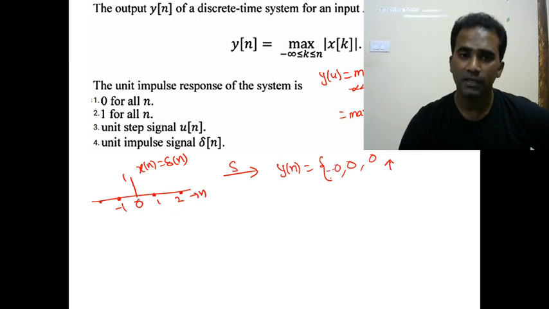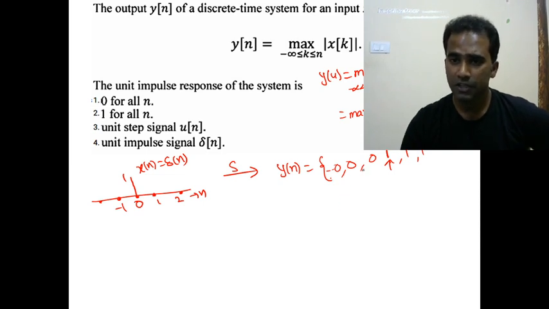And at n equal to 0, y of 0 equal to the maximum over minus infinity less than or equal to k less than or equal to 0 of mod x of k, which means among x of 0, x of minus 1, x of minus 2, and so on, what is the maximum magnitude? At n equal to 0, the maximum magnitude possible till 0 is 1. So at 0 it is 1. Next, at n equal to 1, till 1, what is the maximum sample value? The maximum sample value is at location 0, which is equal to 1 again. And at n equal to 2 also, the maximum magnitude of the input sample is again 1, and so on.